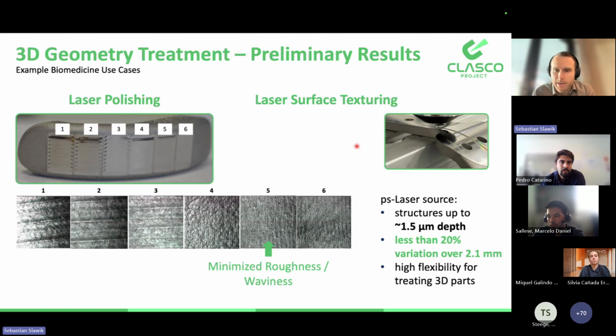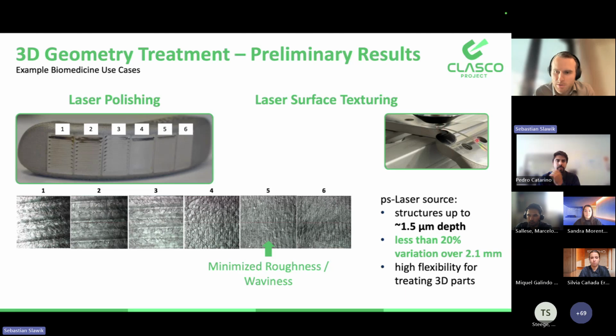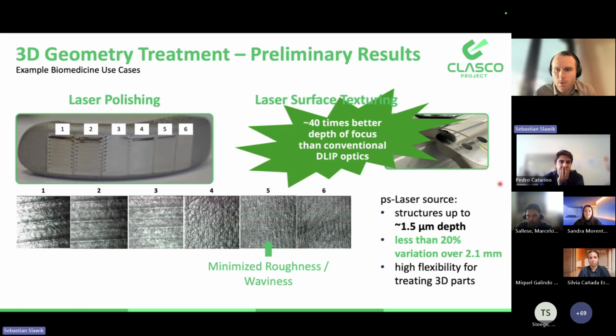And then we also tried the laser surface texturing process on such a 3D component. And as you can see here, also visible through this rainbow shining, we could achieve a well-structured quality also along this curvature here. And thanks to our DLIP optics, which leads to an enhanced depth of focus, we can achieve here a very nice result over a depth of focus in the millimeter range.